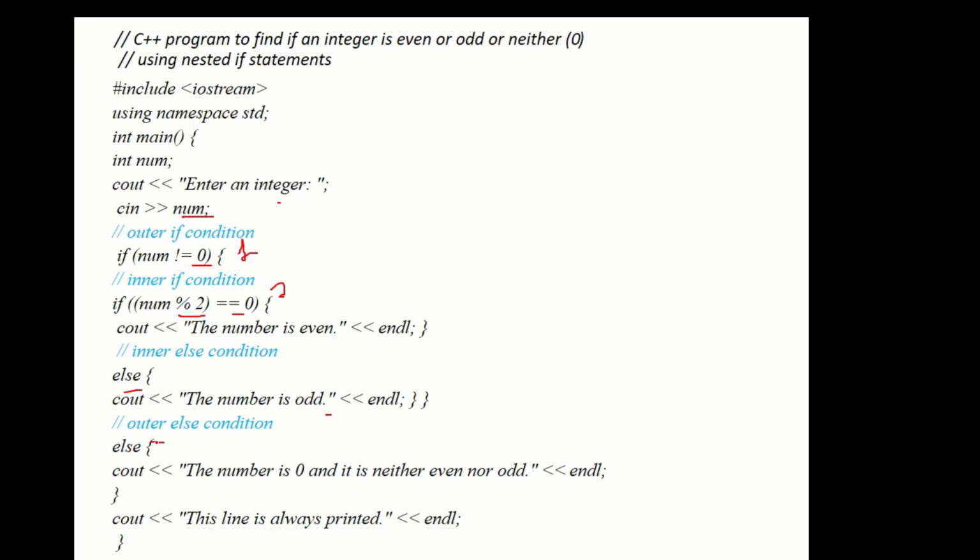Then the outer else condition may not be satisfied. The first condition is false if the number is equal to 0. If equal to 0, it automatically goes out of this, and the number is 0 and it is neither even nor odd. Else, this line is always printed. It is outside of any condition. So this type of program is a nested if else statement.